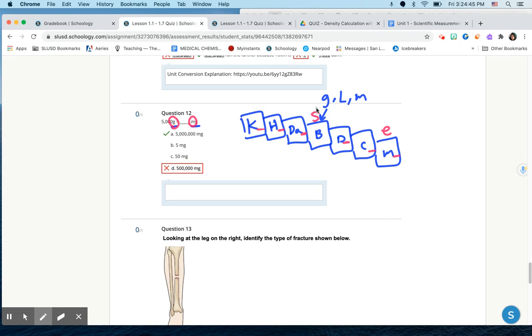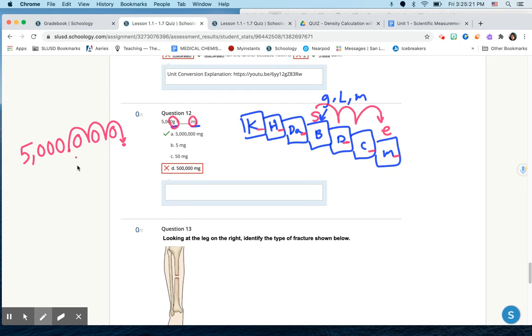So how many spaces is that? Well, if I move 1, 2, 3 spaces to the right, I will get to milligrams. So with the number 5,000, I'm going to do the same thing. So 5,000 grams, decimal point is at the end, moving 1, 2, 3 spaces to the right. If there's no number here, I'm going to go ahead and add some zeros. And here's my new decimal point.